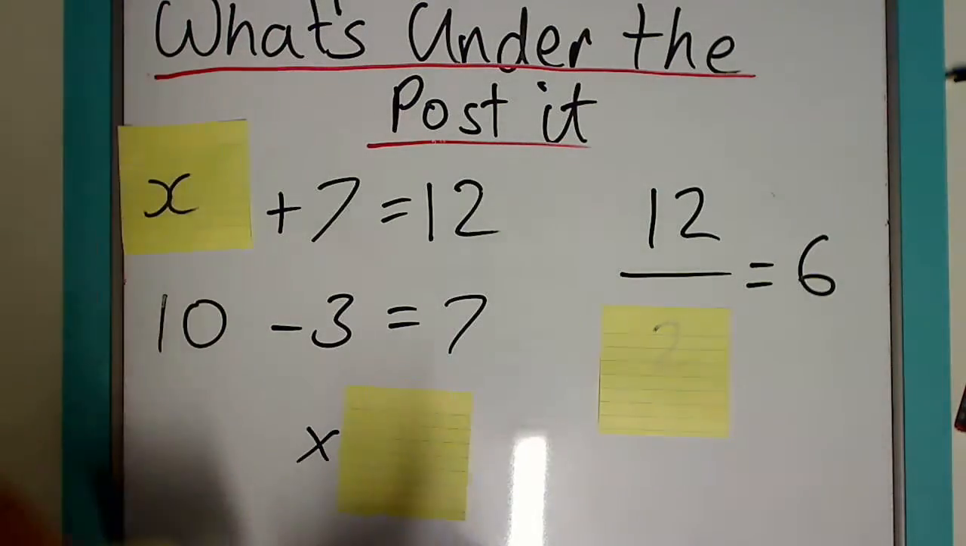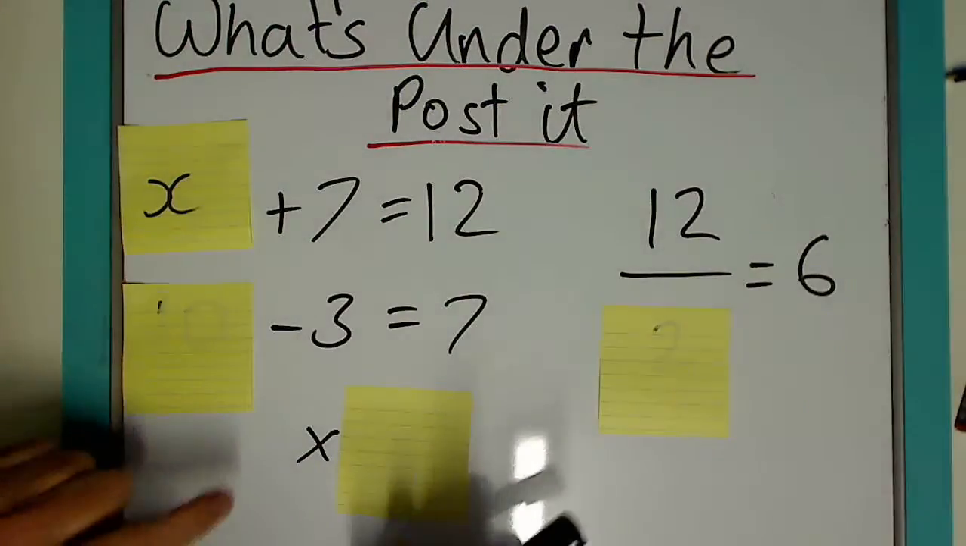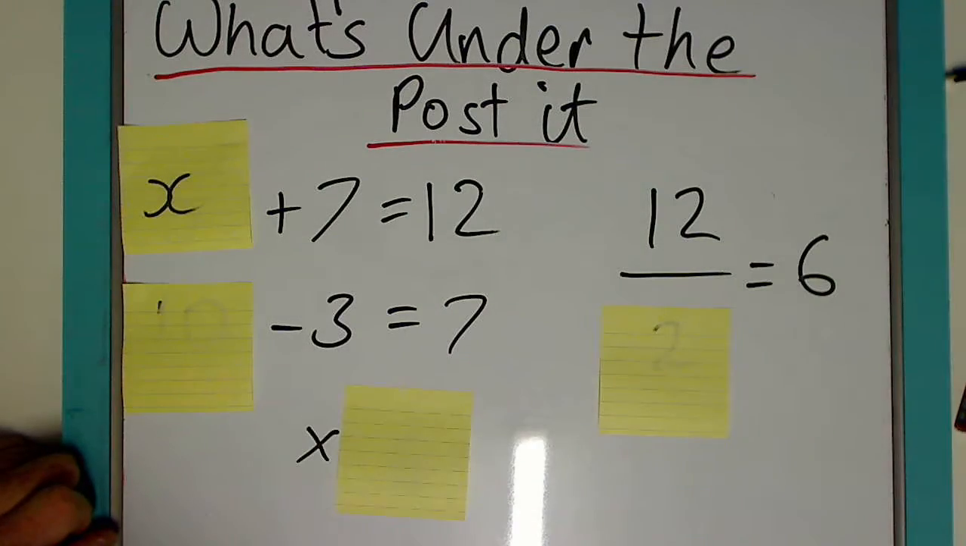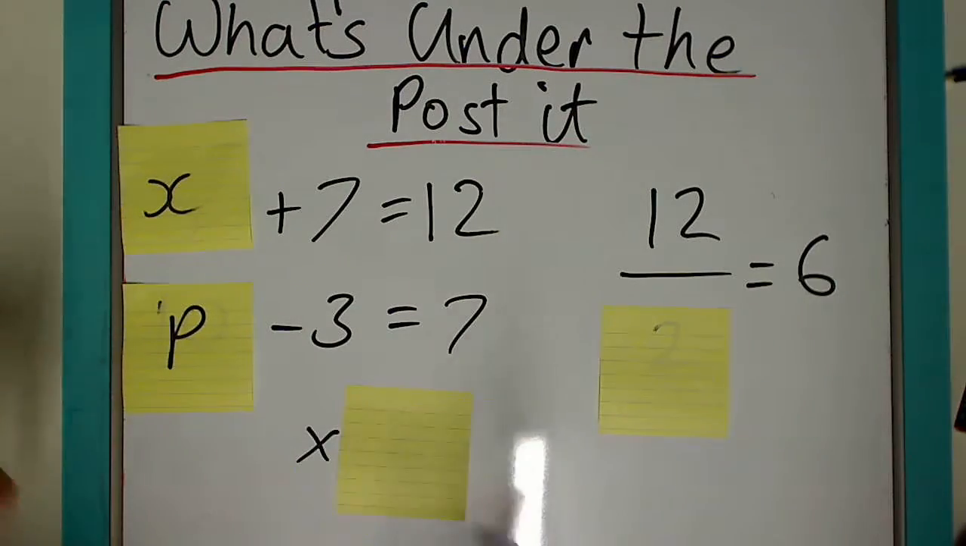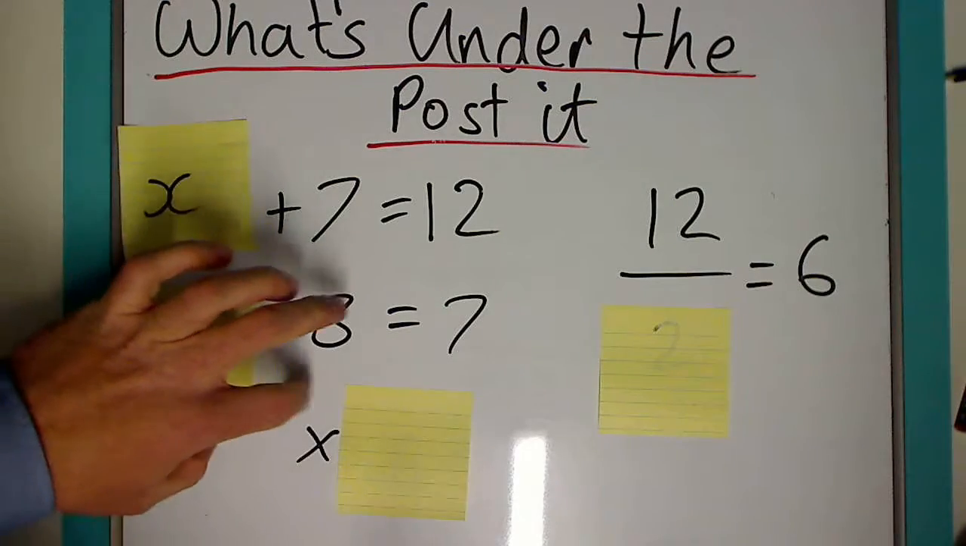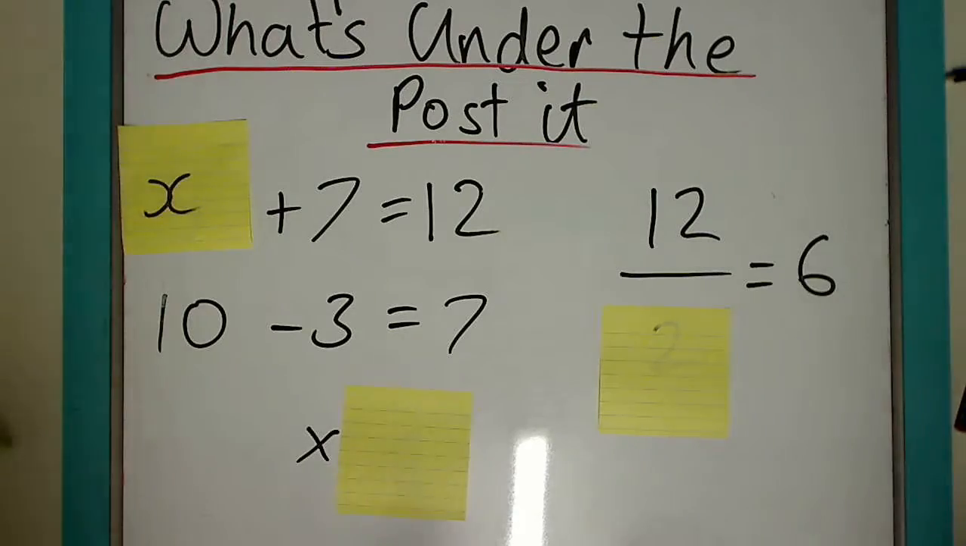Keep getting them right. Okay, so do we have to call that X? What happens if I call that P? Okay, we'll call that P. So we can say that P minus 3 makes 7. And P equals 10. Okay, we'll come back to that one.